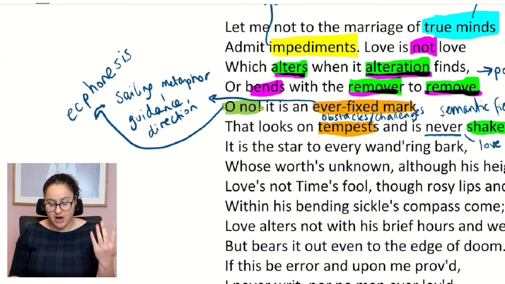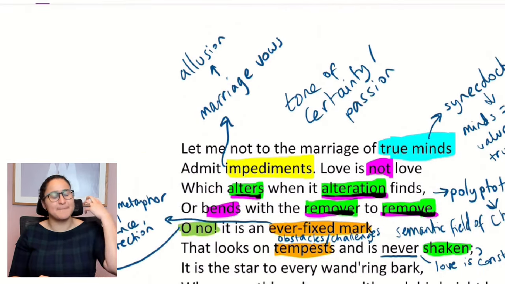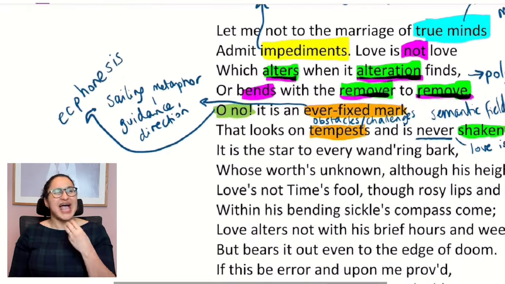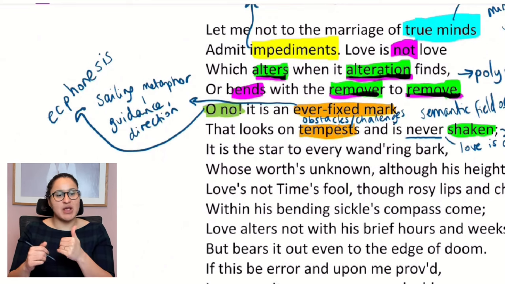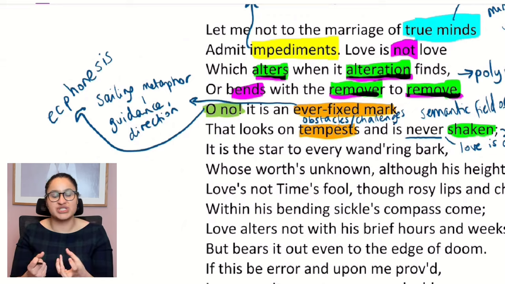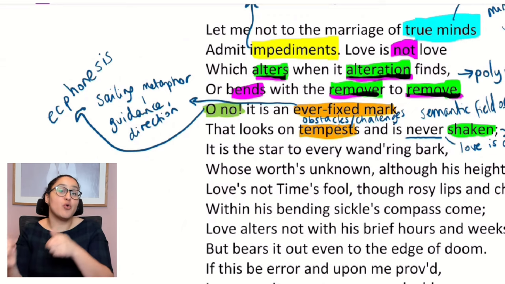And that's of course part of creating that tone of certainty and that passion with which he feels his view. And it's also part, I think, of how, as we go through this poem, he gets more passionate, more certain, because he gets more metaphorical.